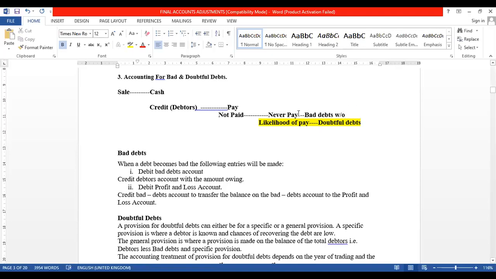This is an expense. If you recover, if these people change their mind, or if their circumstances change in future, and they decide to pay you, then it becomes an income to you. It will be added to gross profit. It becomes an income because you had subtracted it, and should be added to gross profit. So bad debts written off and the bad debts recovered are two different issues.